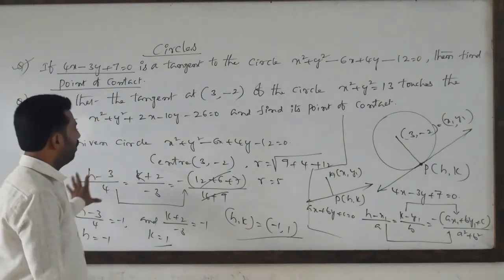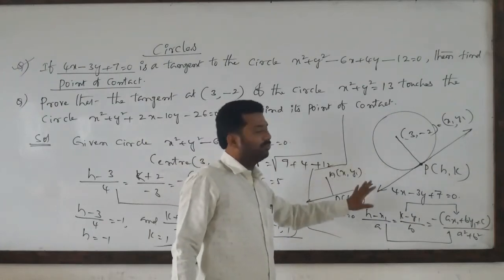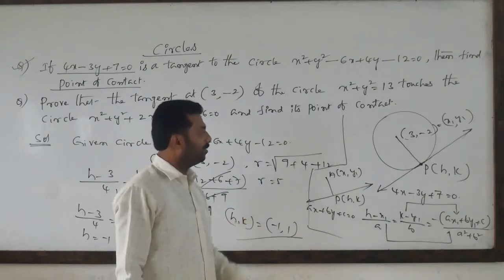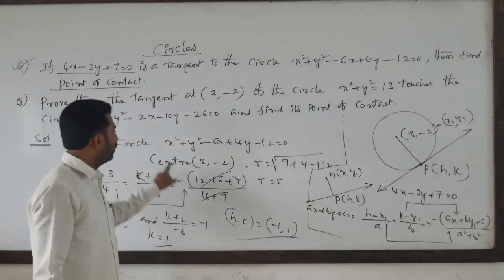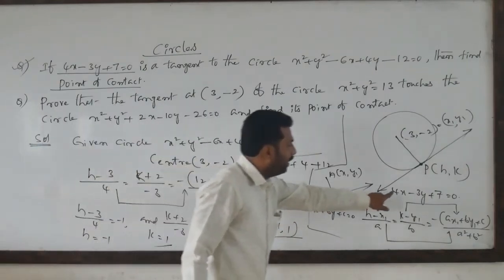So this is a most important model. In the entrance point of view, when 4 options are given, we can directly calculate by verifying the options. How to verify the option? Suppose you substitute this point in the circle, it is satisfying. You substitute this point on the line, the tangent.